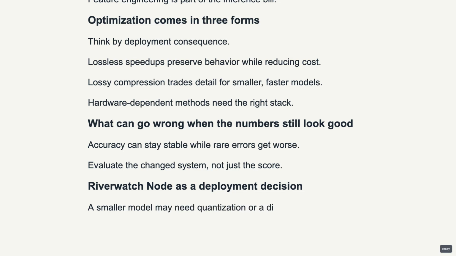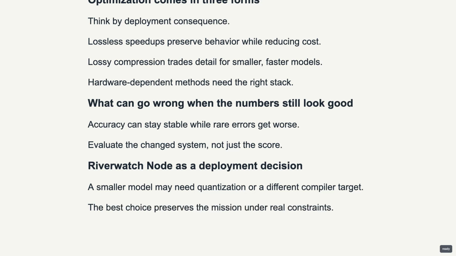A larger model may perform well, but drain the battery too quickly. A smaller model can extend life, yet it may need quantization or operator fusion if the device lacks floating point support or fast enough inference paths. The practical goal is mission continuity under actual device limits. The elegant model is not the right answer if it cannot survive the operating conditions reliably.